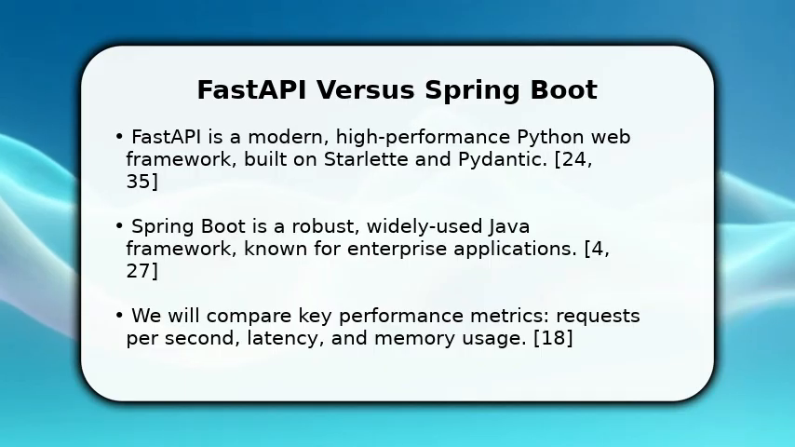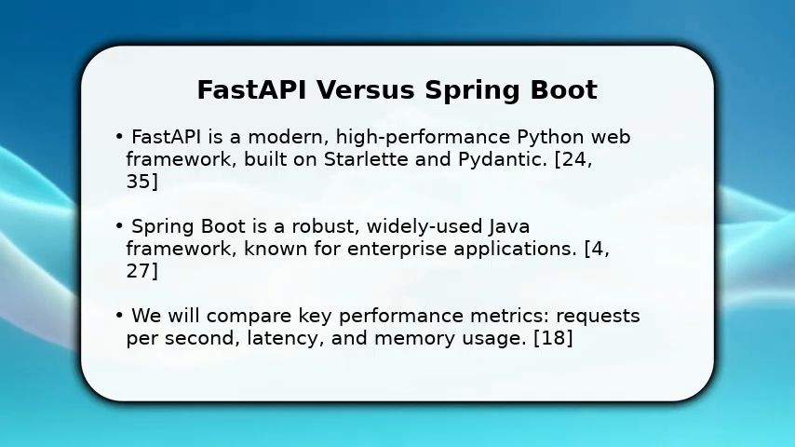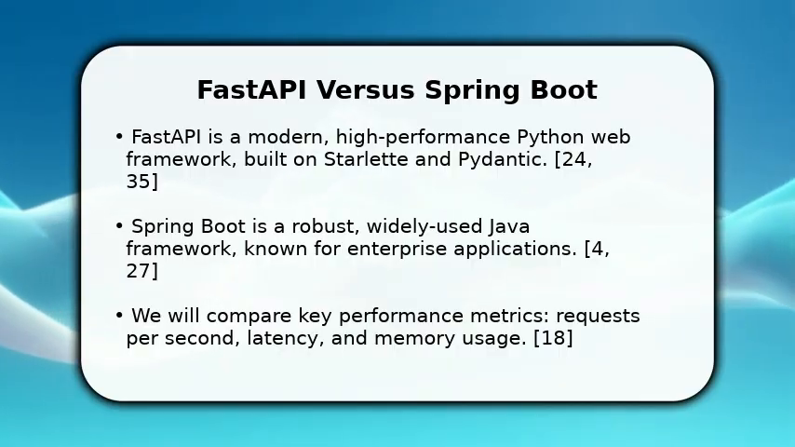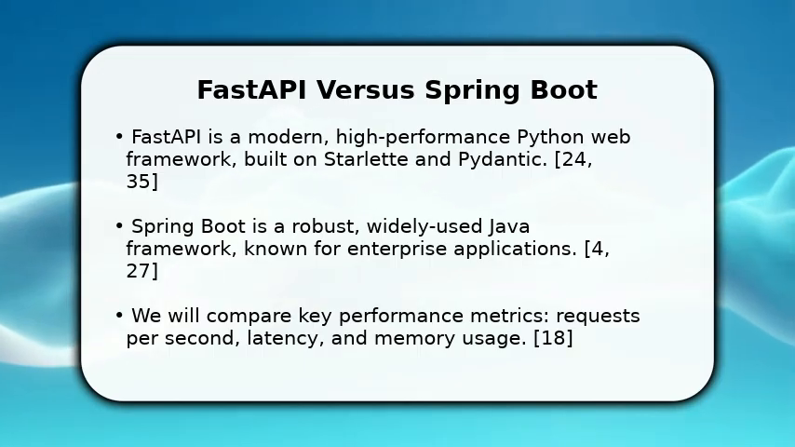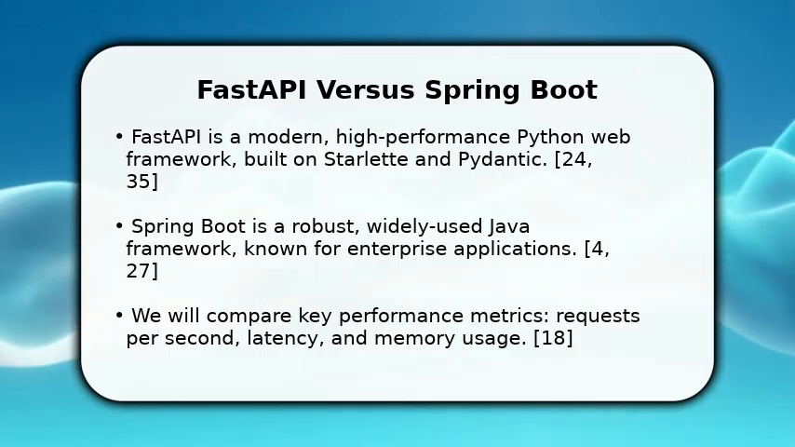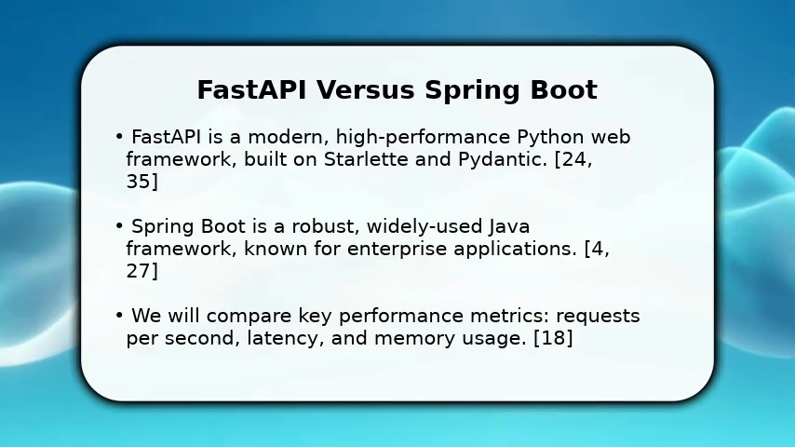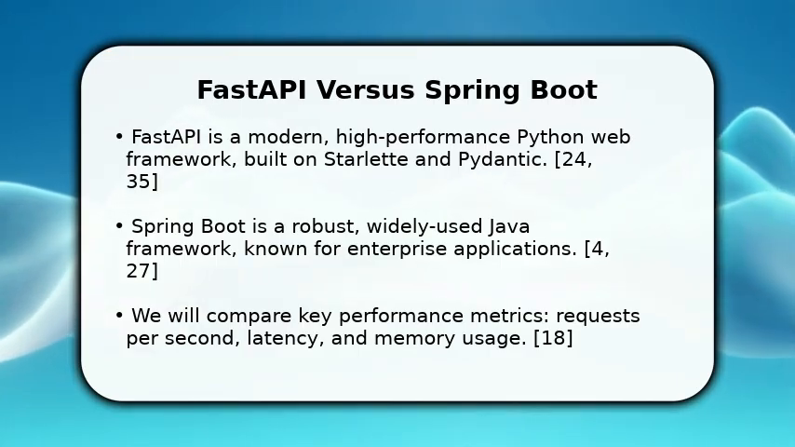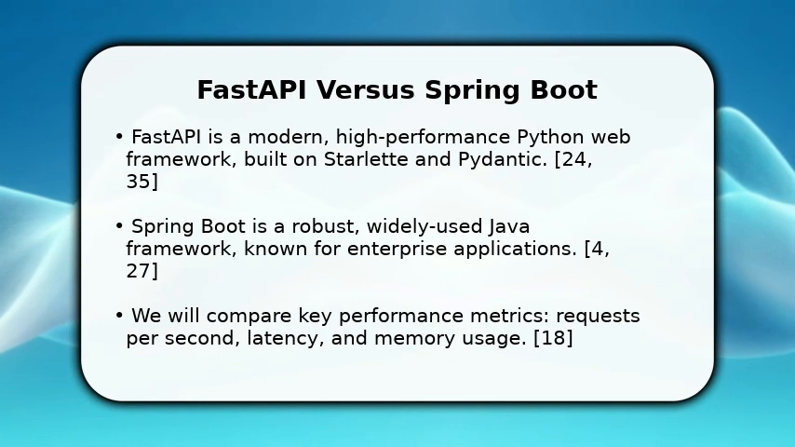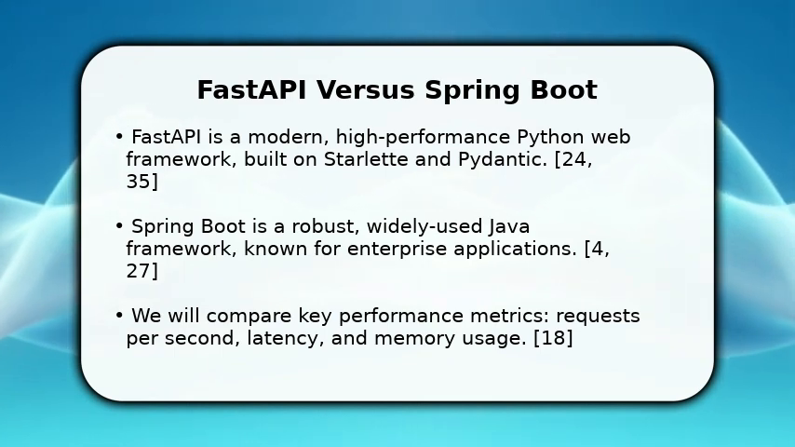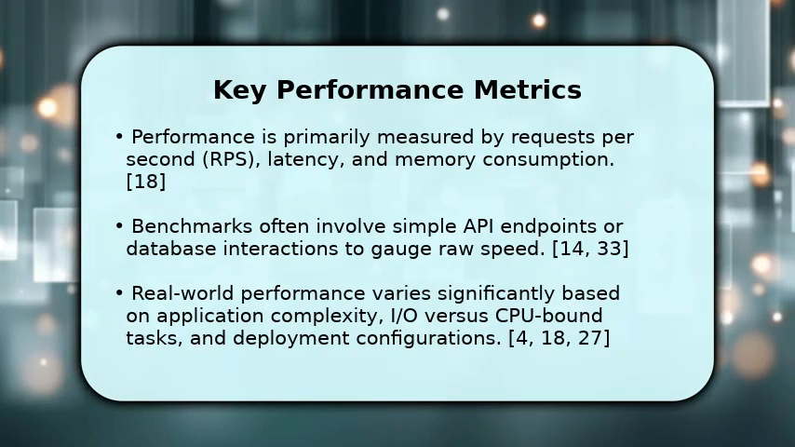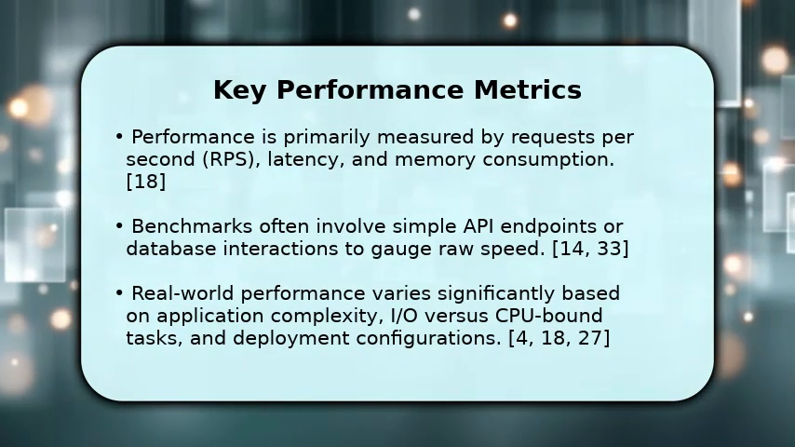FastAPI, a modern Python framework, is celebrated for its high performance, leveraging Starlette and Pydantic. On the other hand, Spring Boot, a mature Java framework, is a powerhouse for enterprise-grade solutions. We'll dive into crucial metrics like requests per second, latency, and memory consumption to help you decide which is better suited for your needs.